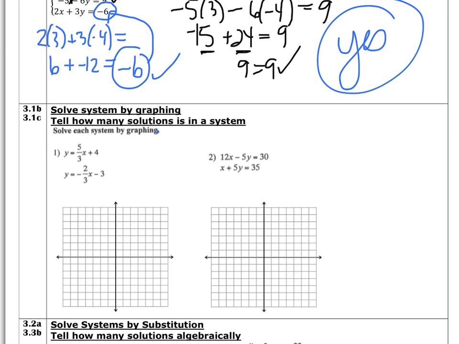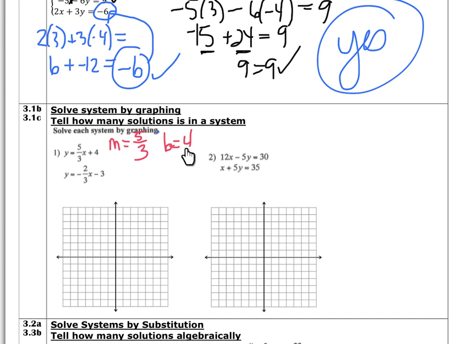3.1b and c, we're going to solve a system by graphing, and then just say how many solutions are in the system based on the picture. So remember to graph, we like to have them in y equals mx plus b format, which these two are already in. So what I'm going to do for the first one is identify the m and the b. The m is in front of the x, or the slope, so it's 5/3. The b is 4.